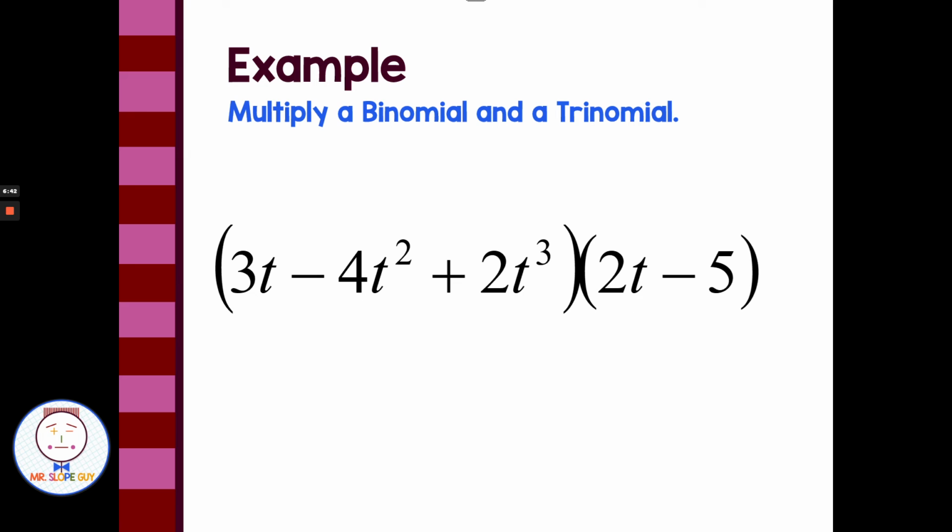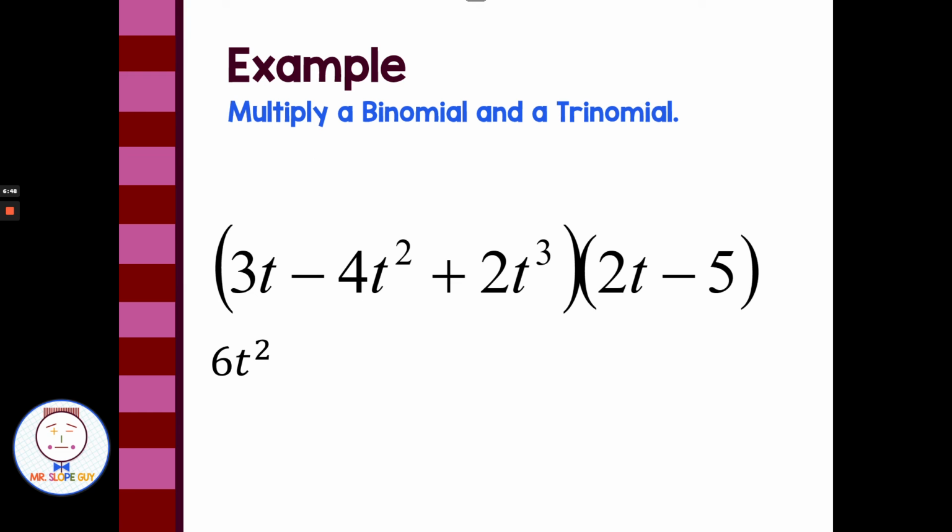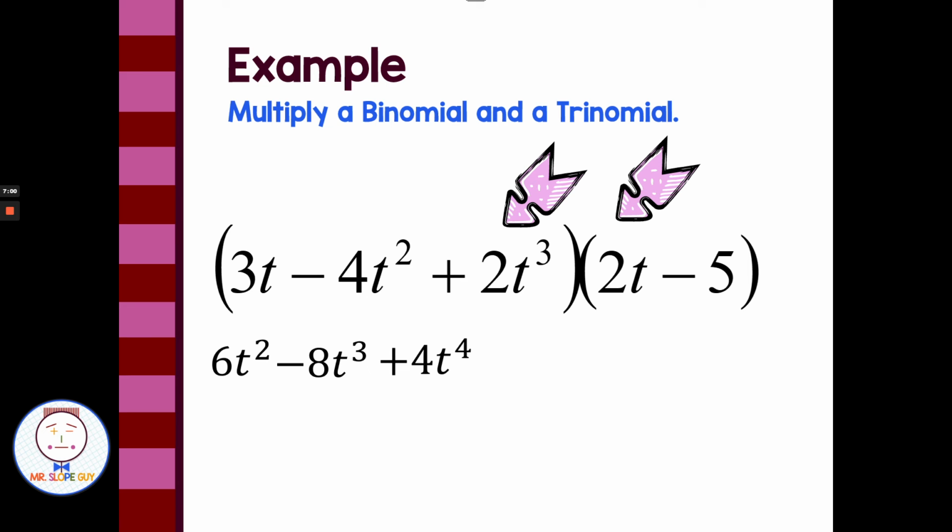the trinomial. So 2t times 3t gives me 6t squared. Then I'm going to take the 2t, and I'm going to multiply it to negative 4t squared to get negative 8t cubed. Then I take 2t and multiply it to the last term in the trinomial, 2t to the third, to get 4t to the fourth. Now I'm ready to move on to the other term in the binomial. I'm ready to move on to this subtract 5, or this negative 5.